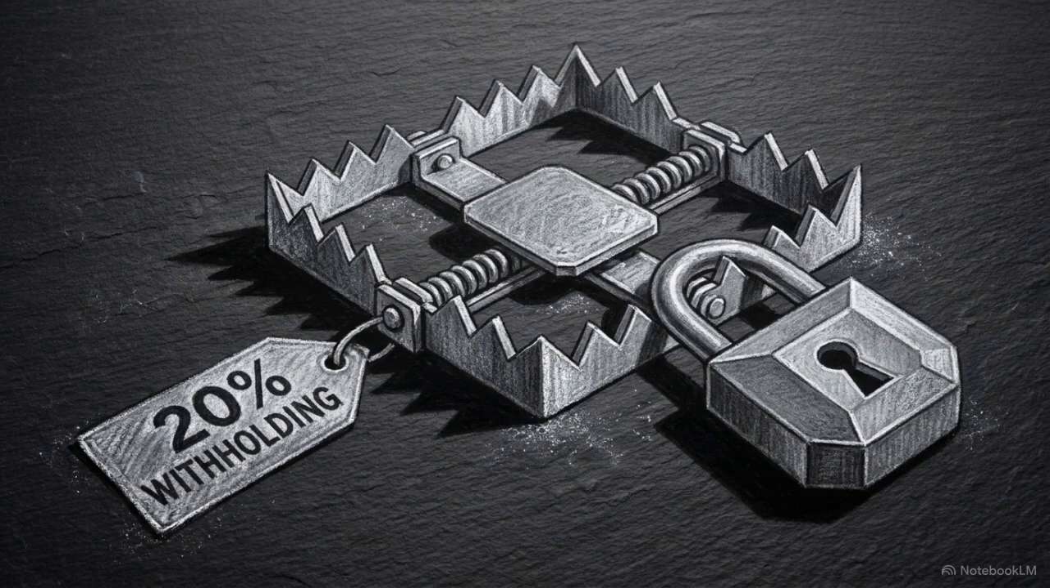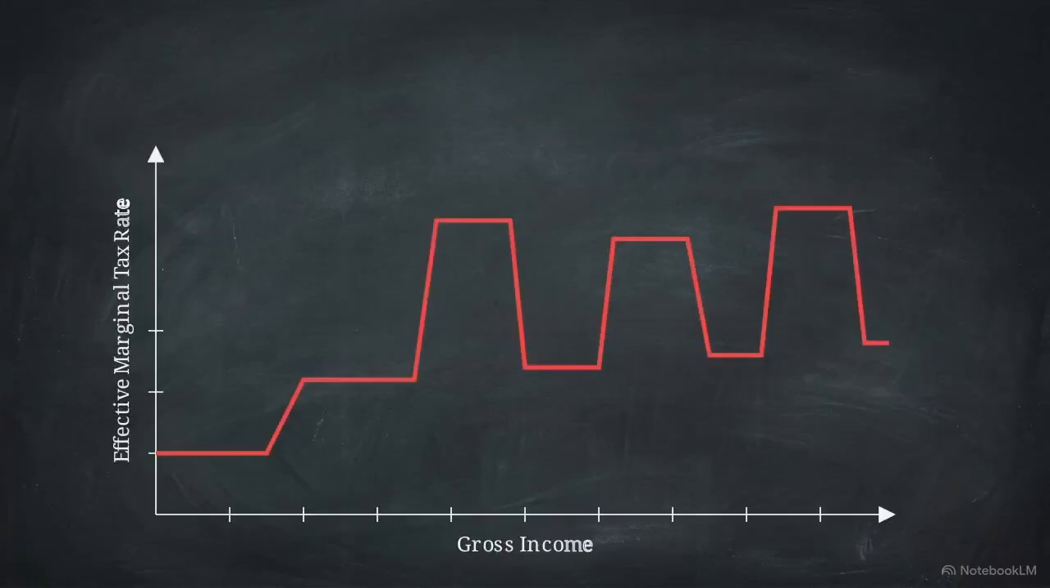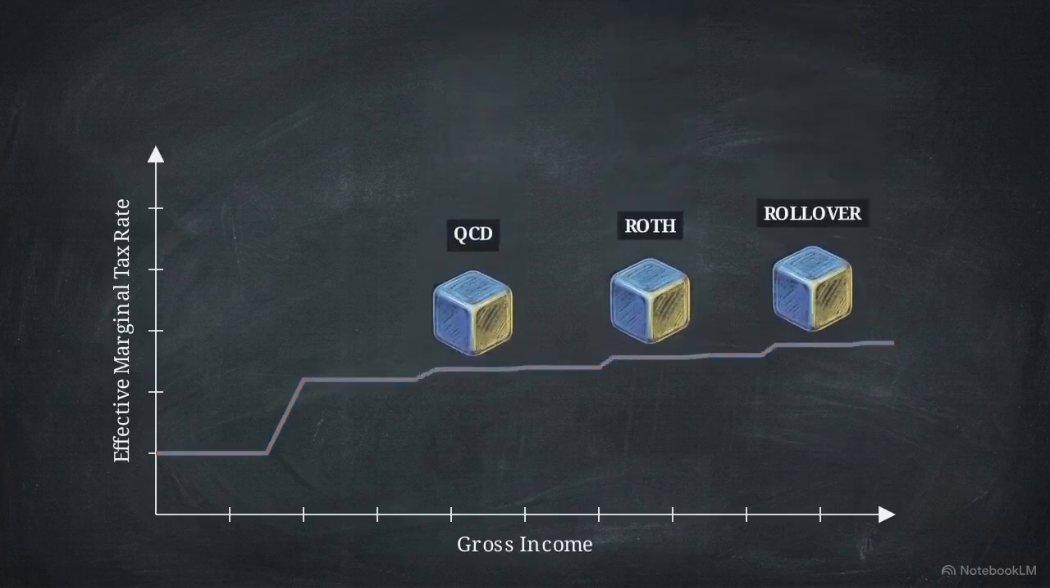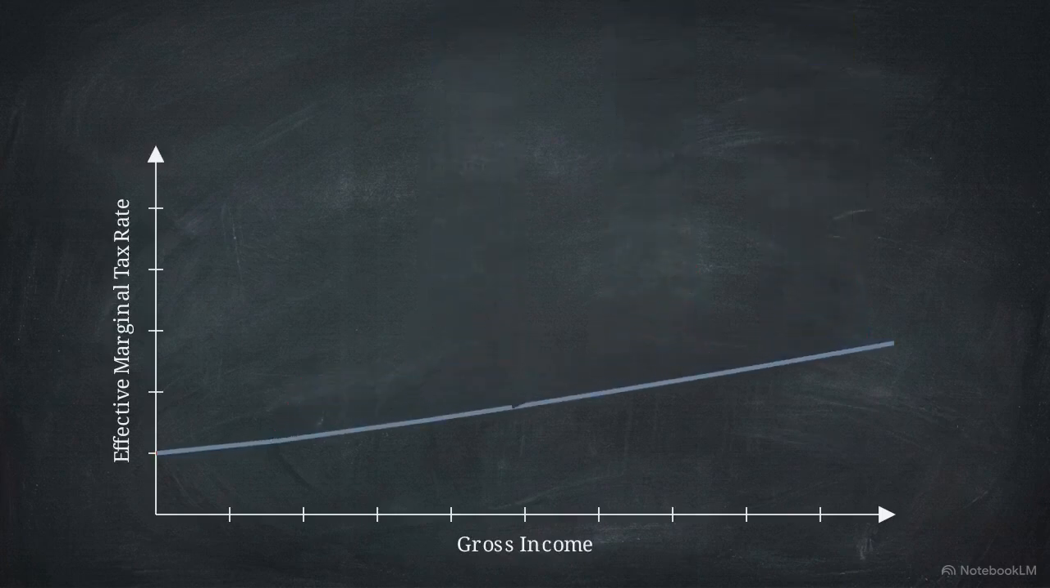This chart demonstrates the result. Deploying these tools mathematically flattens the extreme spikes into a manageable, predictable slope. True retirement planning requires you to abandon the illusion of linear brackets.